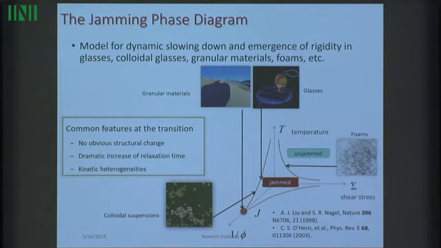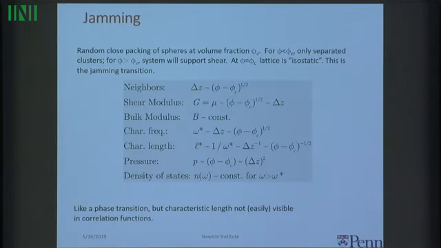So, there's this famous jamming phase diagram, in the T, stress, and concentration plane. There is this point at T equals 0, which is the jamming point, and it has many properties. The number of neighbors grows as phi minus phi c to the 1/2, where phi is the volume fraction. The shear modulus grows continuously away from that point.